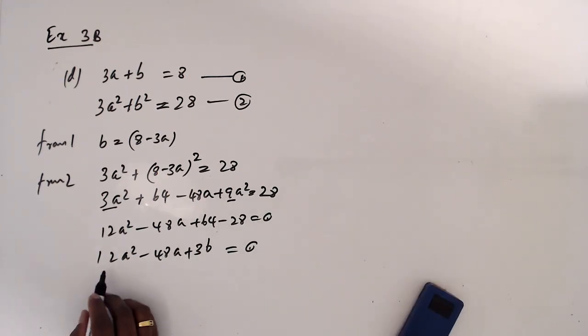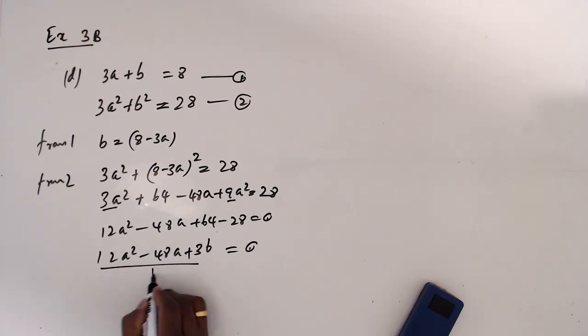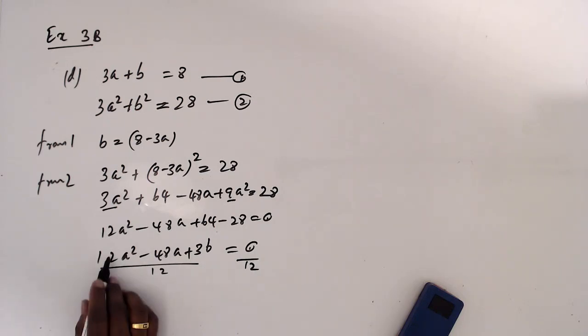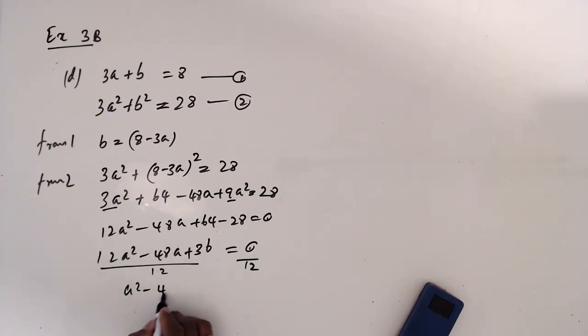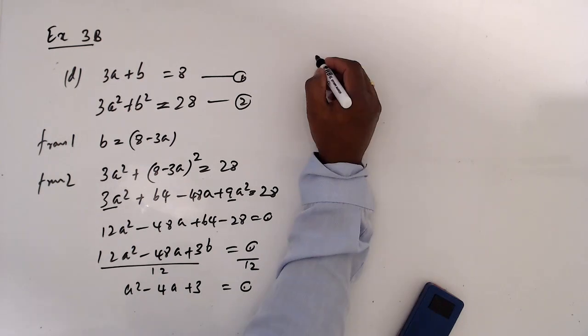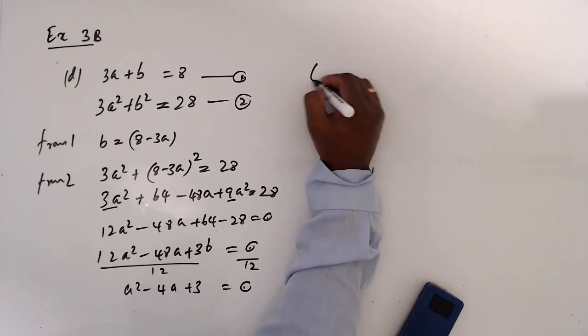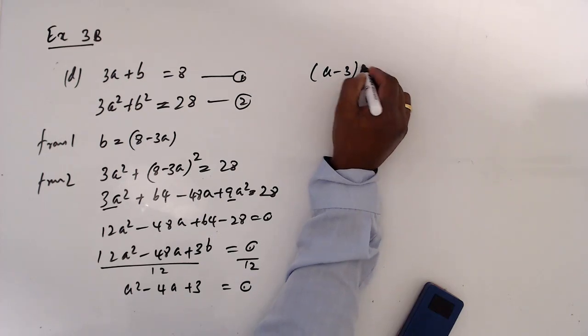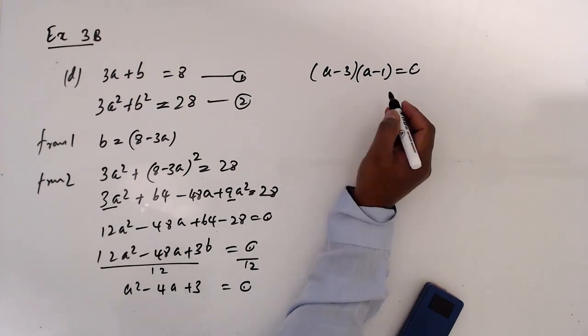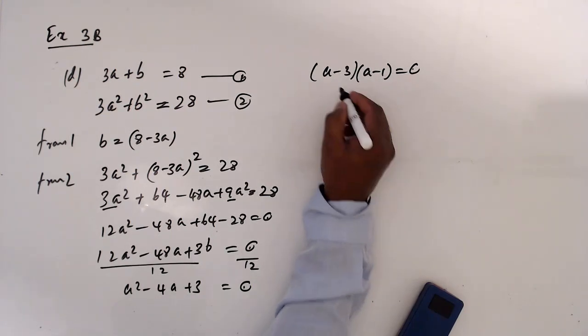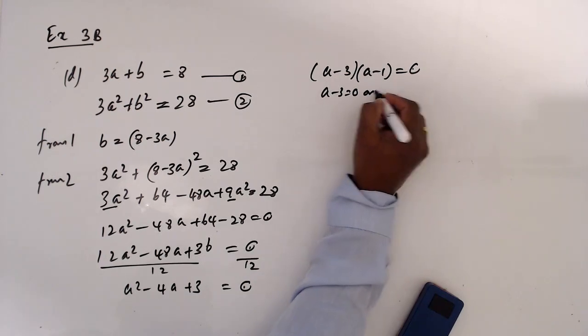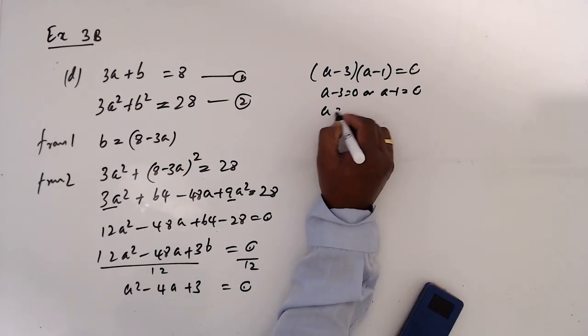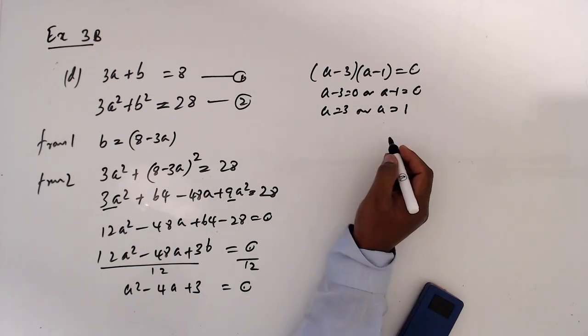I can see that I can divide by 2. Actually, I can divide by 4. Actually, I can divide by 12. So I will divide both sides by 12. So then this becomes a squared minus 4a plus 3 equals 0. So then I can bracket out this one: (a minus 3)(a minus 1) equals 0. So a minus 3 equals 0 or a minus 1 equals 0, a equals 3 or a equals 1.